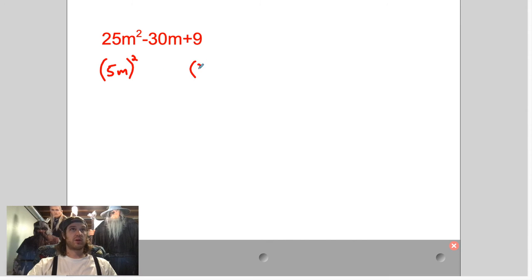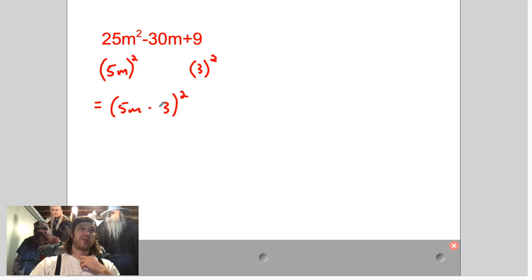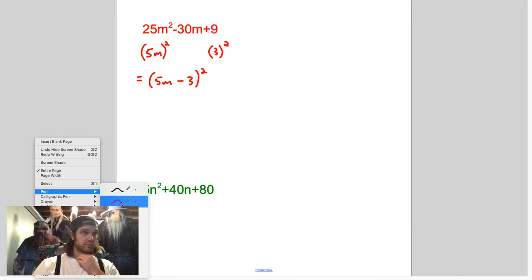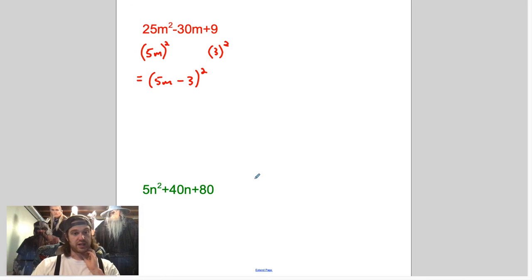Is the last term something squared? Yeah, it's 3 squared. Is the middle term twice the product of those two things? Let's see. 5m times 3 is 15m times 2 is 30. Yes, it is, so we're done. It is 5m and then a 3 squared. Take the sign of the middle term, negative. Done factoring. Okay, let's take a look at this green example.